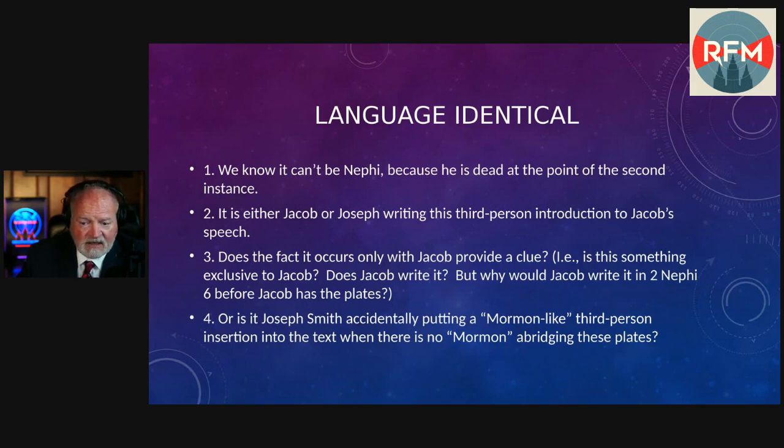Does Jacob write it? But why would Jacob write it in 2 Nephi 6 before Jacob has the plates? Remember that first example? Why would Jacob be writing anything in those plates before he has them? They are in Nephi's possession, and he's the one who's writing stuff down.